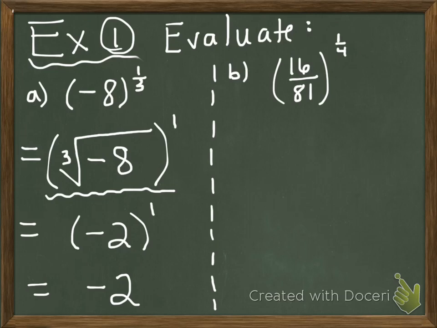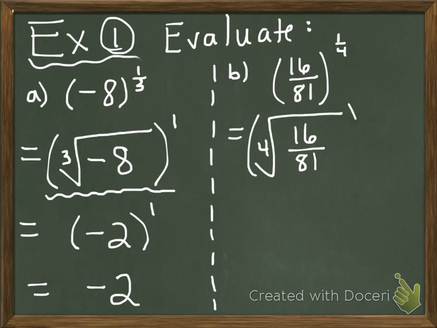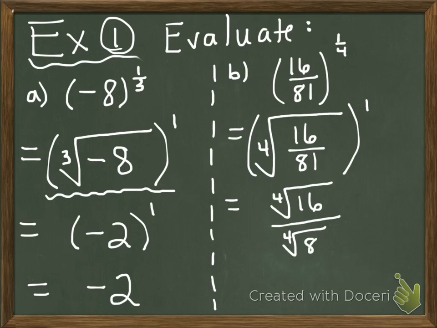How can I use this strategy to help me when the base itself is a fraction? Well, we do it in the exact same way. The base is 16 over 81, so that is our radicand. Our index is the denominator, so that's a 4, and our new exponent is a 1. So I have to solve each piece individually. I want to know what is the quartic root of 16 and what is the quartic root of 81, and I want to raise that to the power of 1.